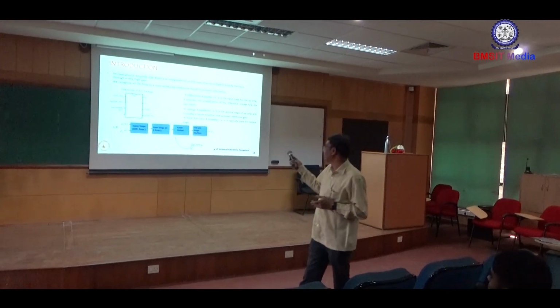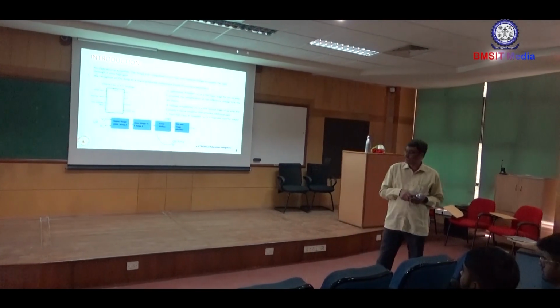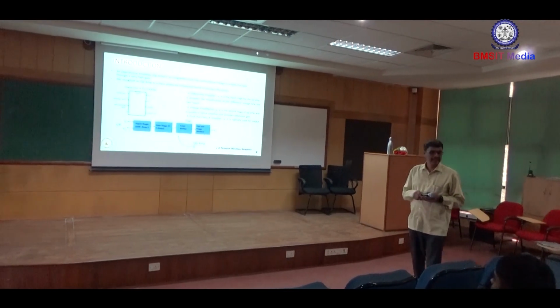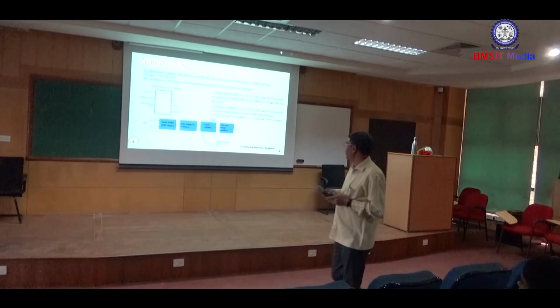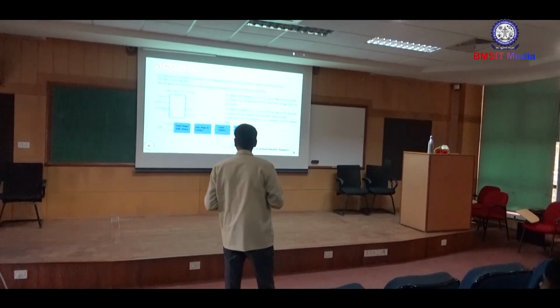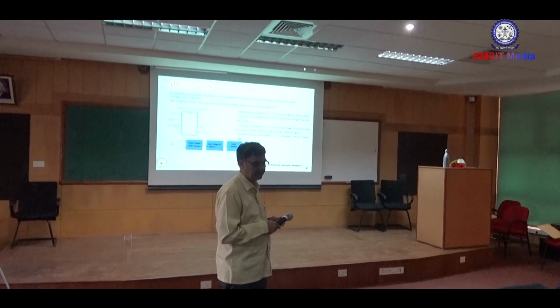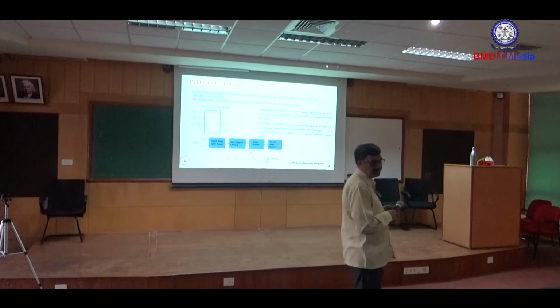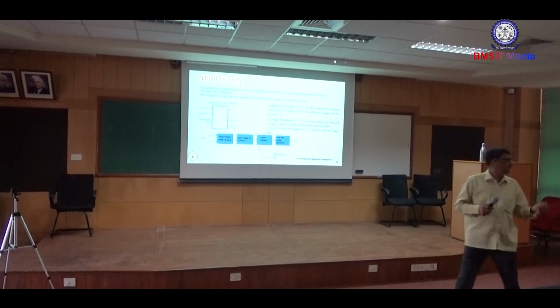Then we have the two power supplies, V minus and V plus, at pin numbers 7 and 4. The output is taken across pin number 6. Pins 1 and 5 are used for offset null, and pin number 8 is not connected. What do you mean by offset null?